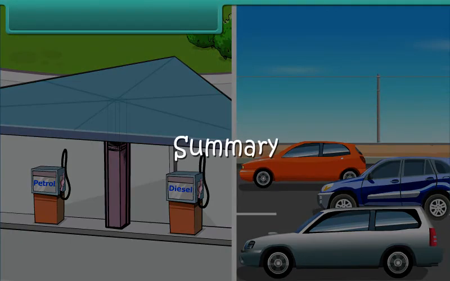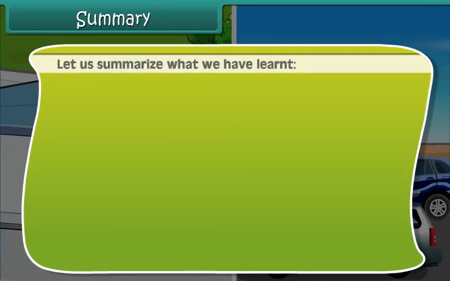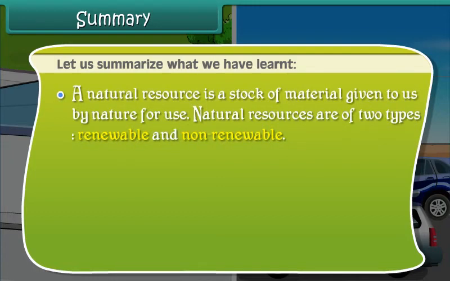Summary. Let us summarize what we have learnt. A natural resource is a stock of material given to us by nature for use. Natural resources are of two types, renewable and non-renewable.